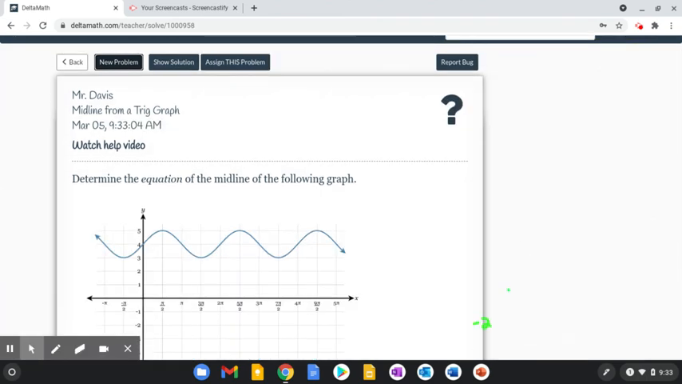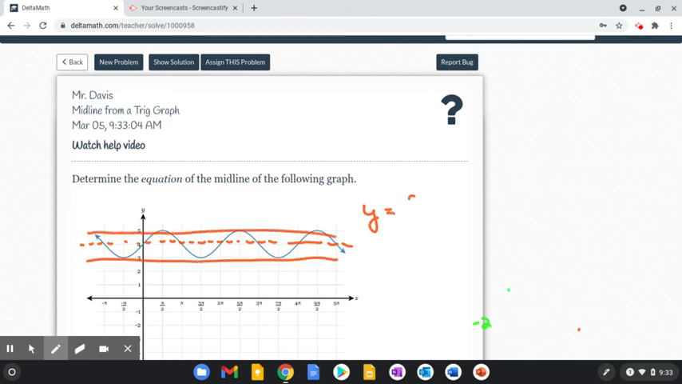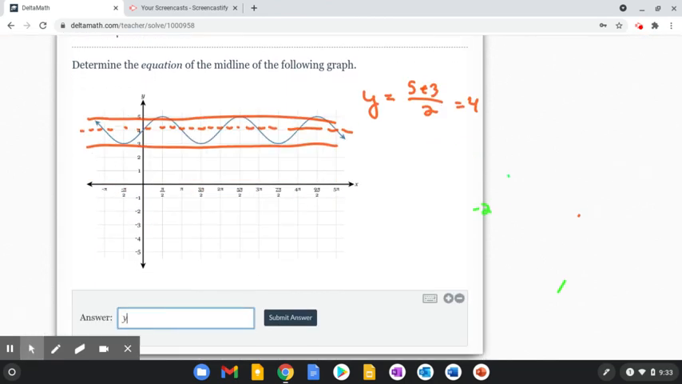All right, let's show you just one more. Here, this one is the sine function as well. It's been shifted up. And for the midline, all you're looking for is the line that divides in the middle. You can see it right there. So that's going to be at y equals 4. If you were to use the formula, max value is 5, min value is 3. 5 plus 3 over 2 is 8 over 2, which is 4. So either way, not too challenging. Y equals 4.